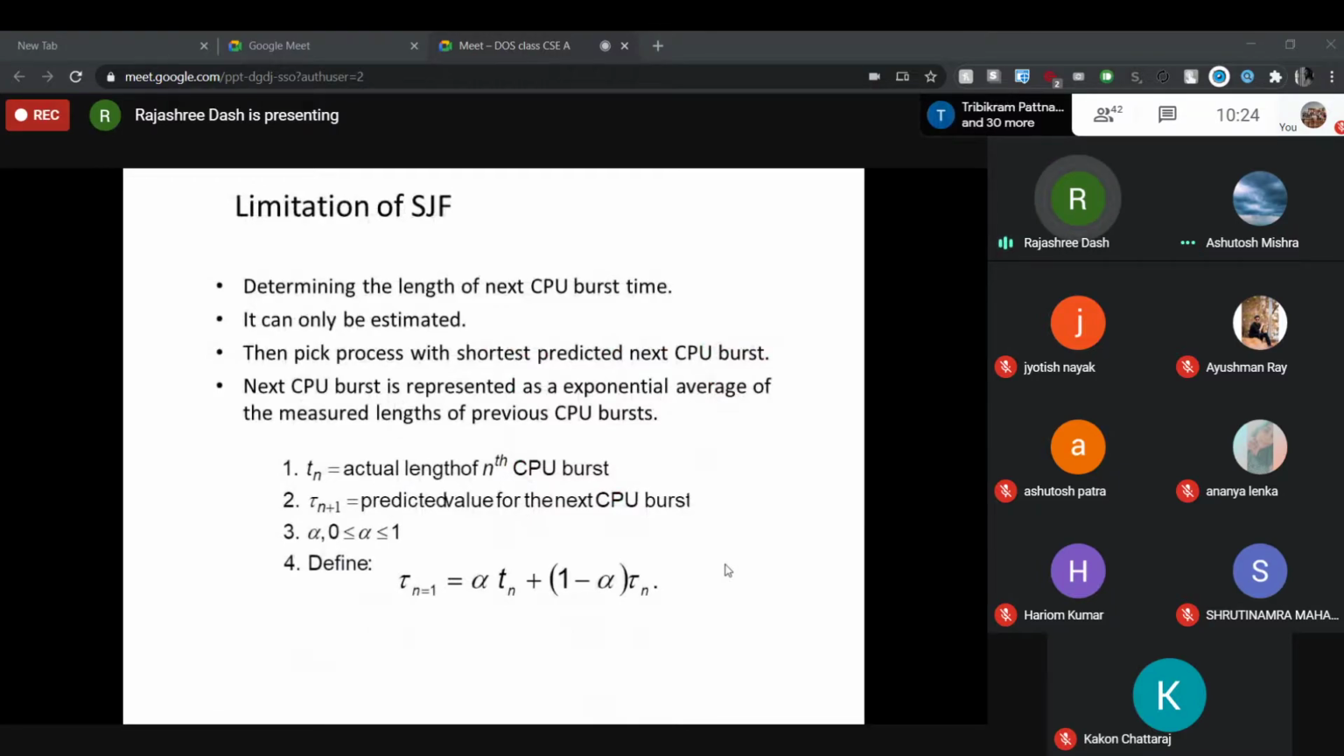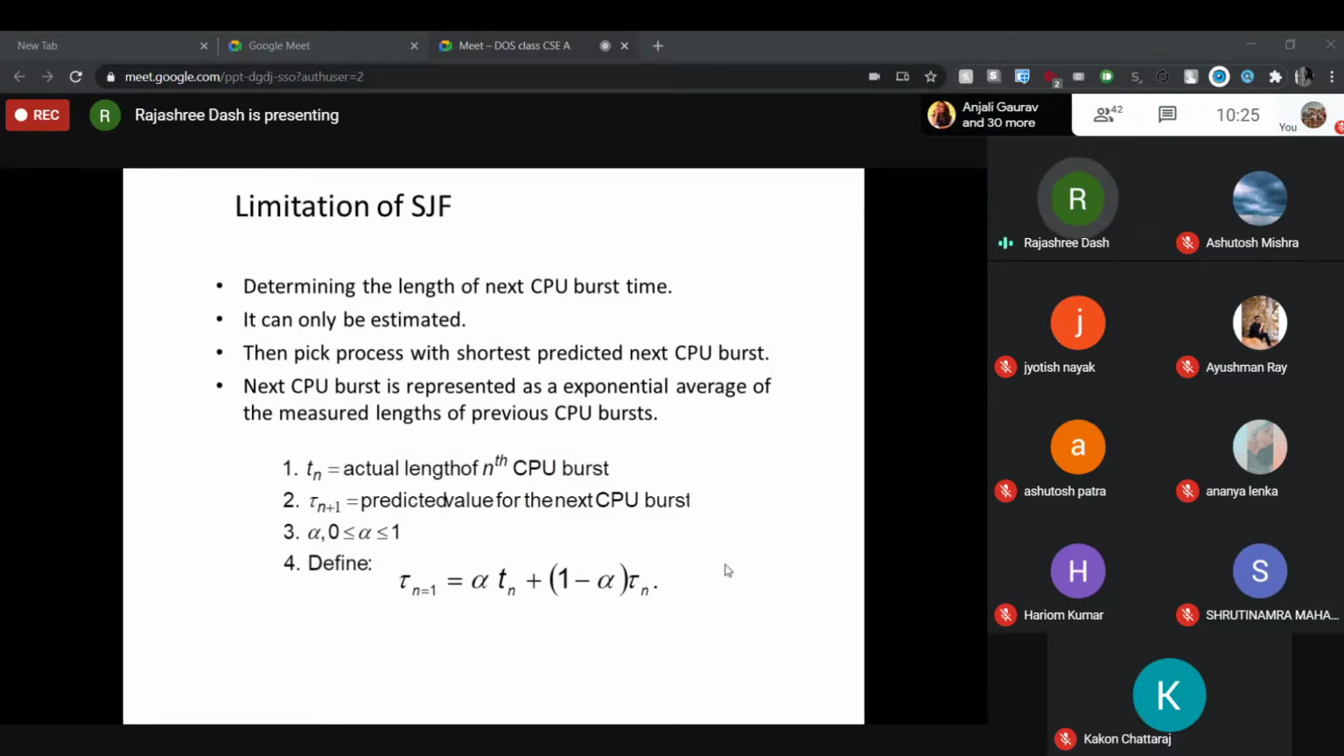Now, though we find that SJF scheduling provides minimum average waiting time or minimum average turnaround time, it also has some limitations. So how do we determine the length of the next CPU burst time? Because the comparison is done based on that. The real difficulty with the shortest job first algorithm is how to know the length of the next CPU request.